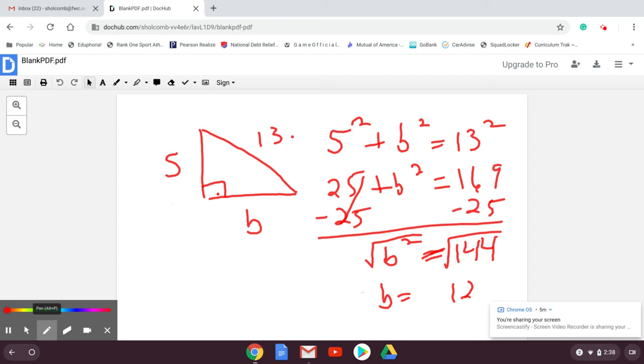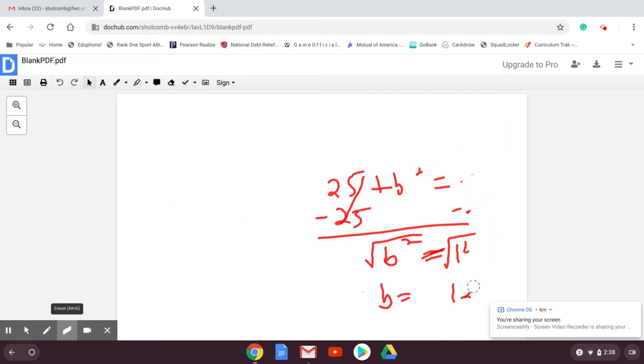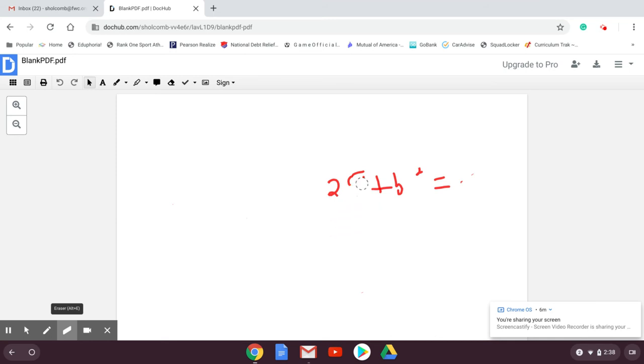Now, you can also do what's called the converse of the Pythagorean theorem, where they give you three numbers and they say, is this a right triangle? Well, all you have to do is see if the three numbers work in the Pythagorean theorem, and then you can say, yes, it is, or no, it's not a right triangle. So let me give you at least one example of that before you start your Math Excel assignment.